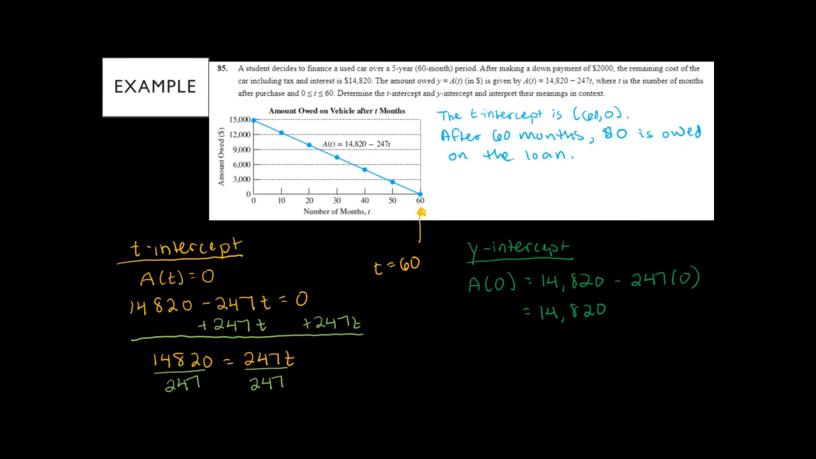So what does the y-intercept mean? We've got the y-intercept as (0, 14,820). So t is time, and the output is money. So at time 0, it's telling us the amount owed is 14,820. This is basically the amount owed at purchase, because at time 0, you just literally bought the car. No months have gone by. So at purchase, the amount owed is 14,820. That's what the interpretation is.